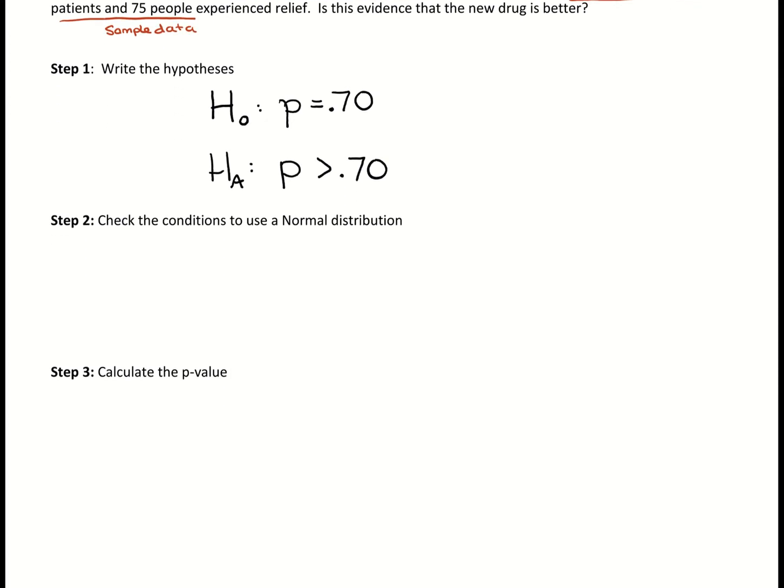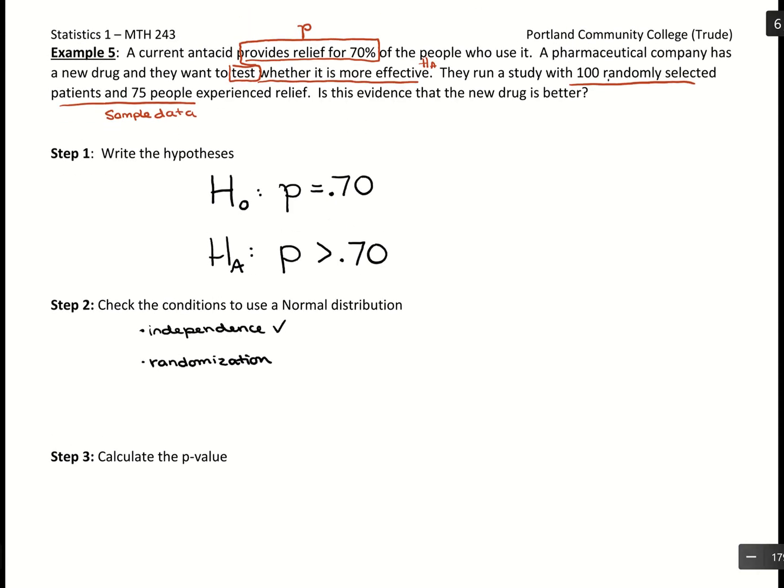Second part is checking our conditions. So independence. We would have independence here. If one person finds relief from an antacid, that's not going to change how another person is affected by an antacid. So it'll be independent. Randomization. We would want to be taking a random sample, which they do say in the wording it is a random sample. So we definitely know we have that. And just like before, if those aren't clearly stated, you can go ahead and assume that they are random.